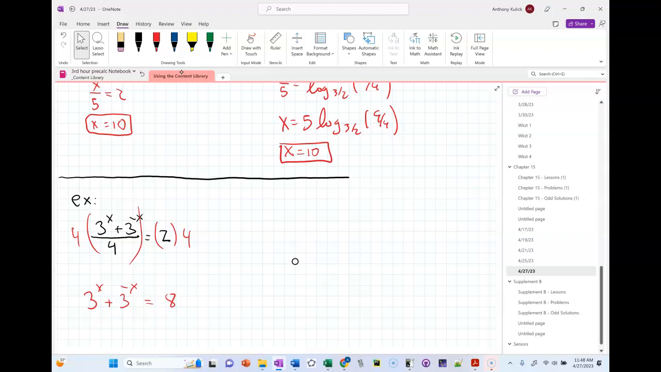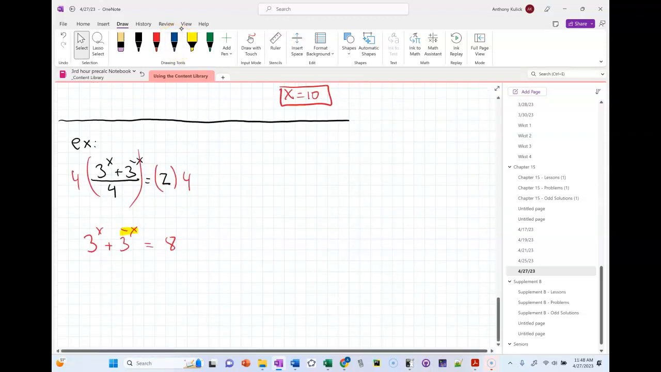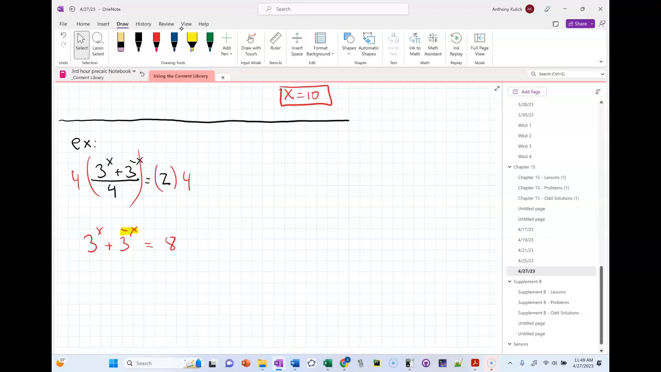The next thing that I'd want to take care of here, now that I got rid of the fraction, is I would want to work on this negative exponent. So we have the negative sign in the exponent here. What can I do to both sides to take care of that negative in the exponent? This is the trickiest step here.